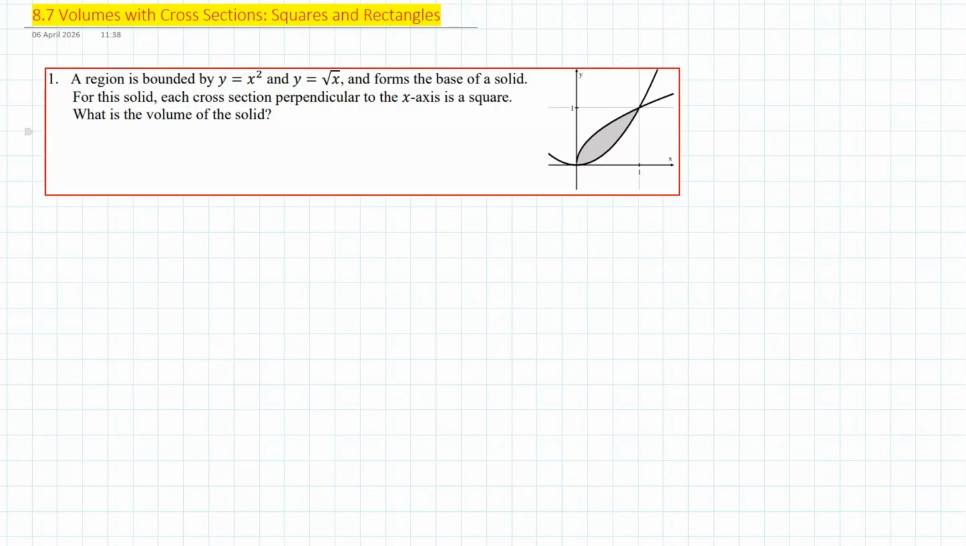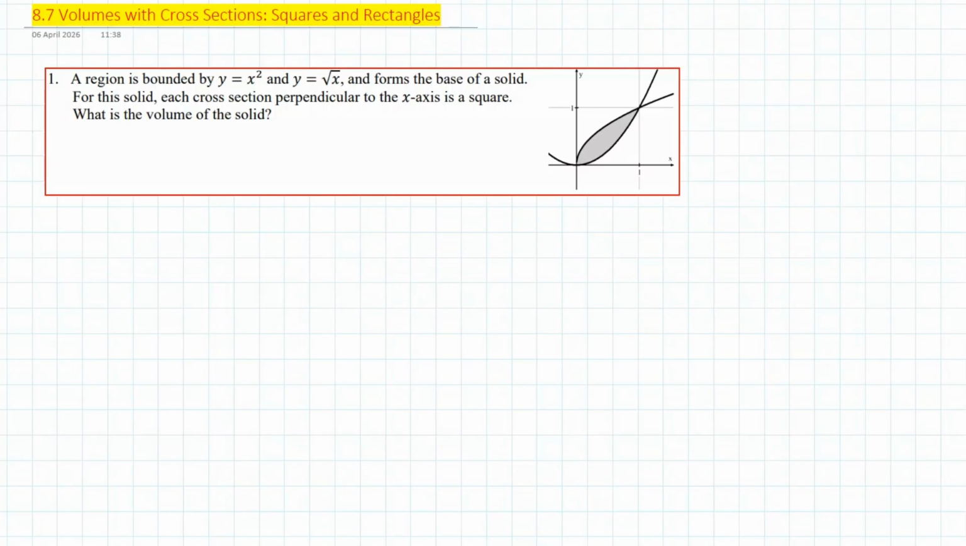In this problem, the region is bounded by y equal to x squared and y equal to square root of x, and it forms the base of a solid. For this solid, each cross section perpendicular to the x-axis is a square. What is the volume of the solid?